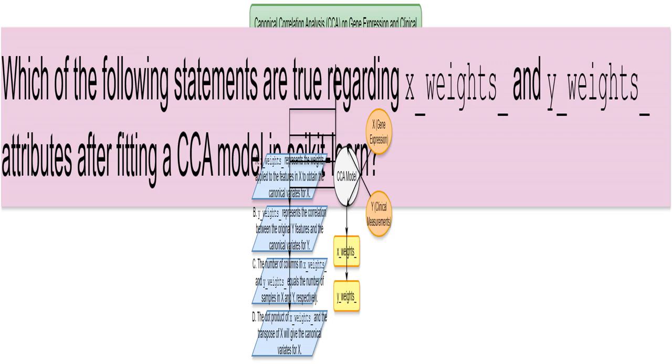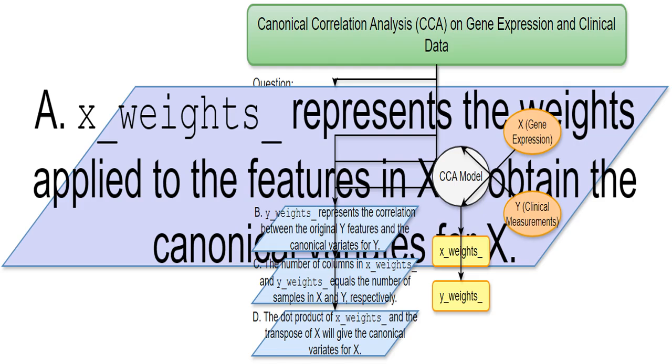I'm looking at the weights from a canonical correlation analysis, CCA, model. These weights, X_weights_ and Y_weights_, are super important because they tell us how much each original feature contributes to the new, combined features, canonical variates, that CCA creates. We'll look at whether each statement correctly describes them. Let's dive in. This statement is absolutely correct.